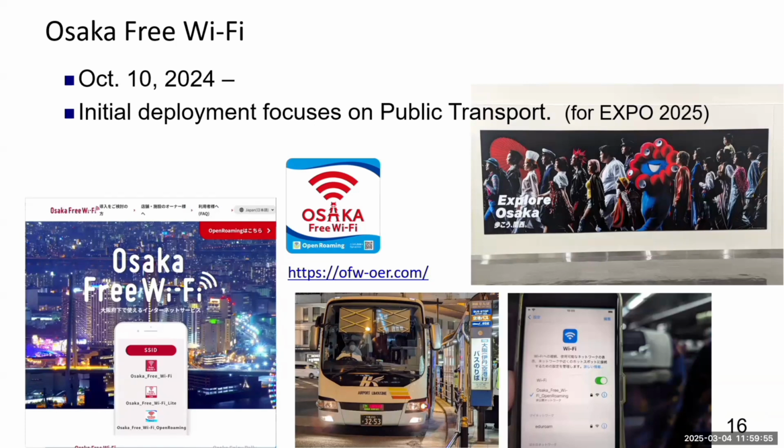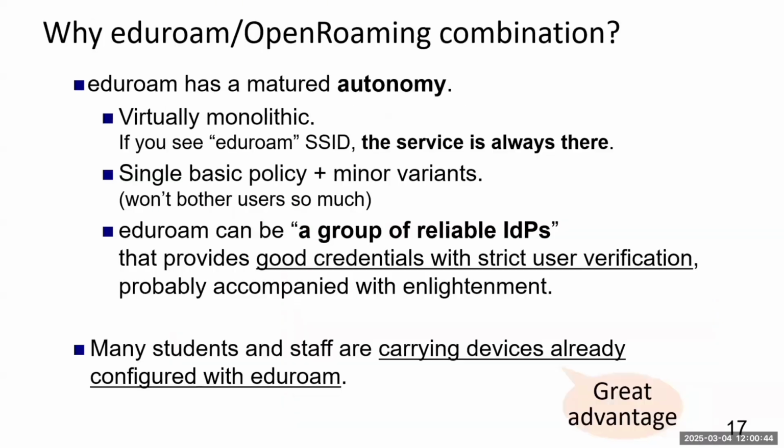And Osaka Free Wi-Fi has just adopted our solution as well, and the strategy is a bit different from Tokyo's case. The initial deployment focuses on public transport, including airports and train stations, and even limousine buses. The buses are moving, so access points are moving, and if you see the WIGO map, you will see the access point map messed up with these limousine buses. And we are going to have an expo in Osaka, so that's why Osaka decided to deploy access points focusing on public transport.